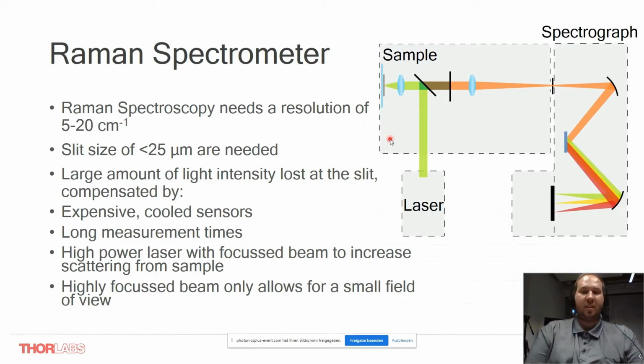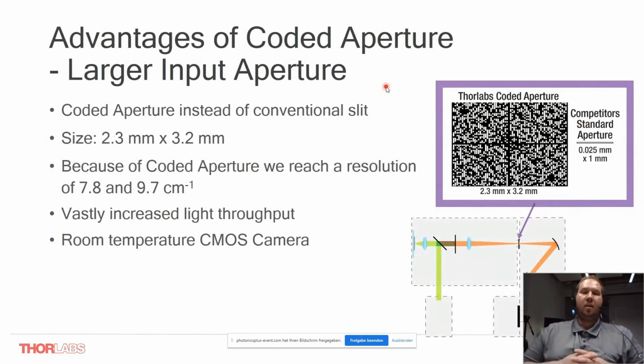What this in turn means is that the highly focused laser beam only allows you to analyze a very small field of view of your sample at the same time. What our spectrograph does is a bit different. So here you see a standard aperture size with those 25 microns. And this is our aperture, which is very large, 2.3 by 3.2 millimeters.